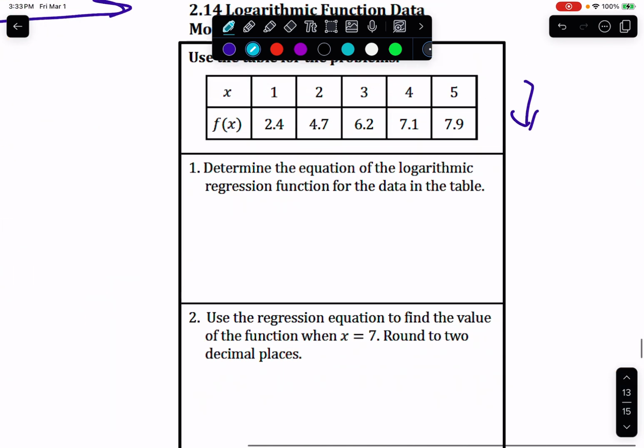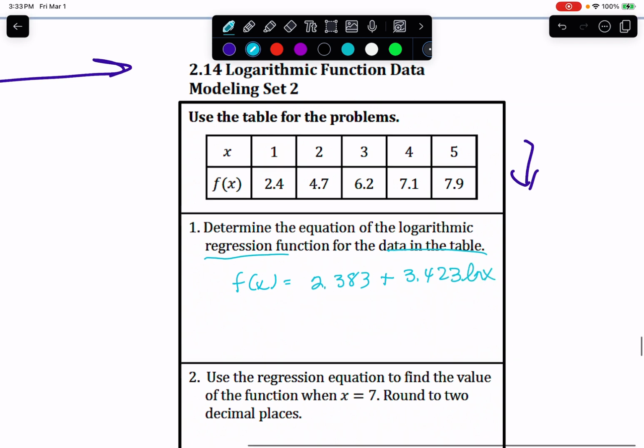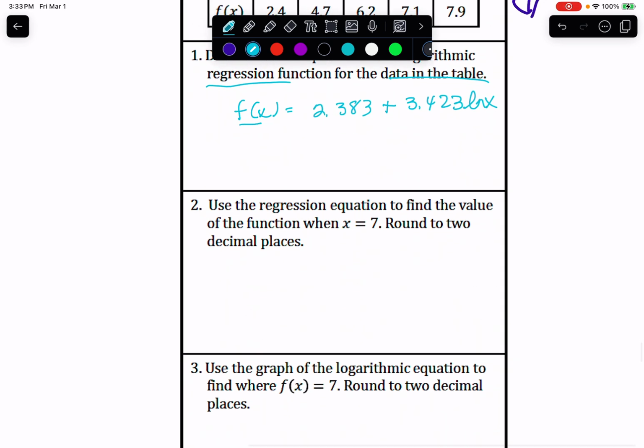All right, let's look at modeling set 2. So they're doing some regression in here, so you would put this into your calculator. So when I did it, I got f of x is 2.383 plus 3.423 ln x. And they're rounded to 3 decimal places because that was what they asked for. They want the model. So now they want to use it to find the value when x is 7. So we're talking about f of 7.